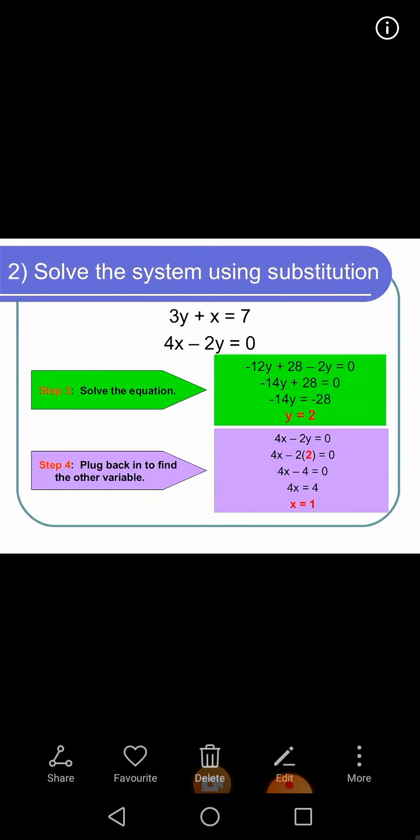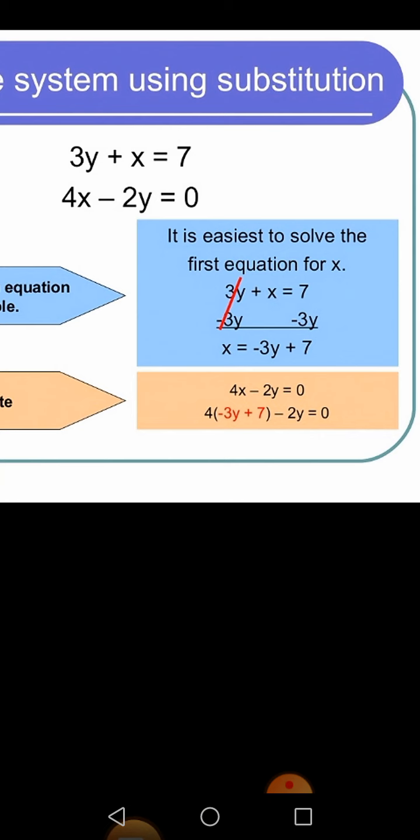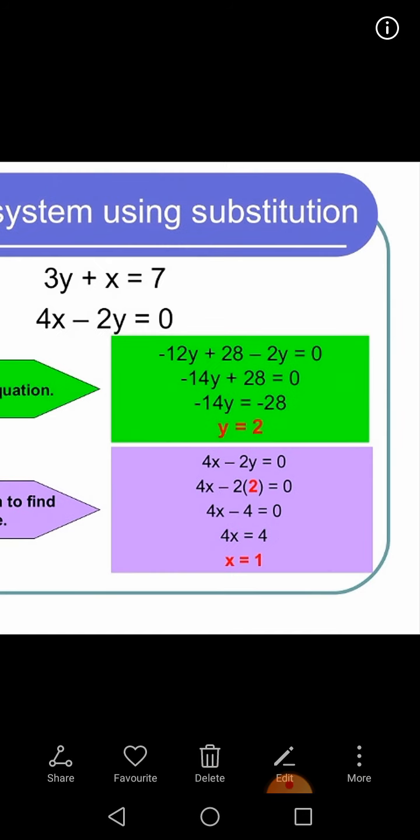Then I will solve the equation. Step 3, solve the equation. What I will do here is expand the bracket. I will use the distributive property, multiplying to get rid of the brackets, right? So 4 multiplied by negative 3y plus 4 multiplied by 7. So the answer will be negative 12y plus 28 minus 2y equals 0.